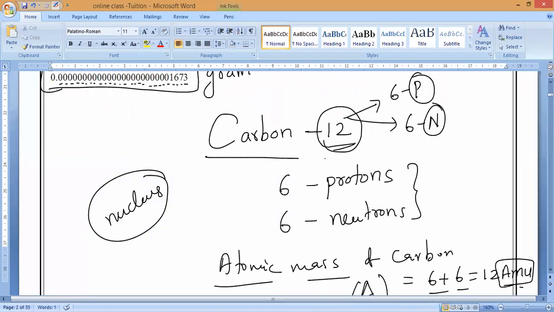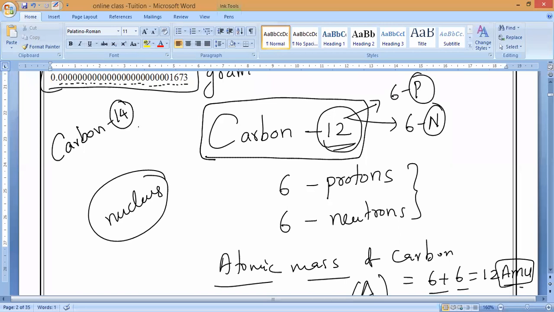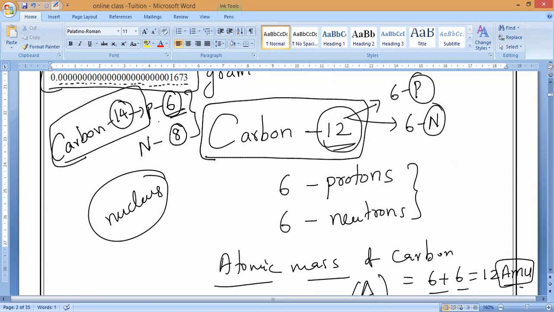Now, what are we using this for? Measuring the atomic mass unit of a given element. Understand? For example, if I say carbon 14, remember, the number of protons is always fixed. So the number of neutrons will become how many? 8. So this is what we call carbon 14.